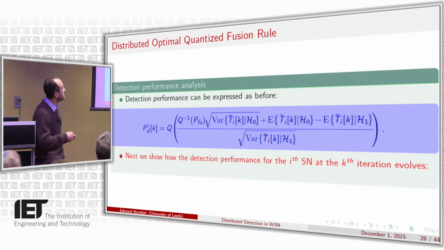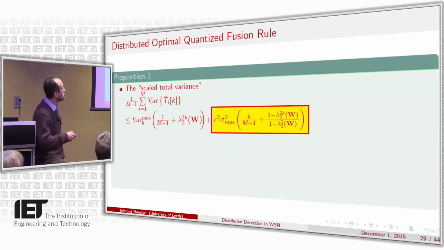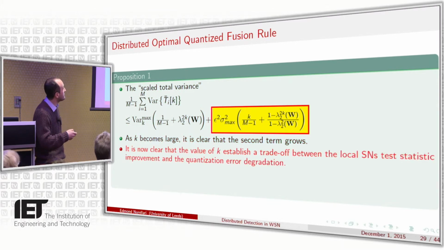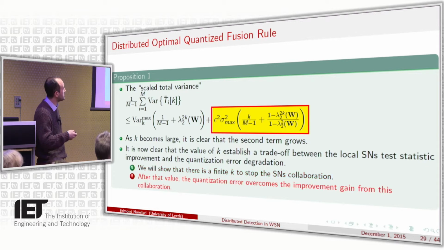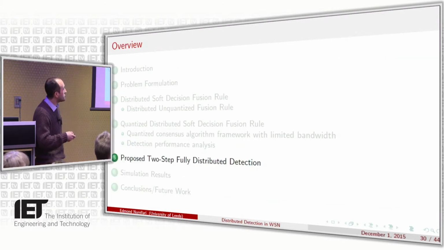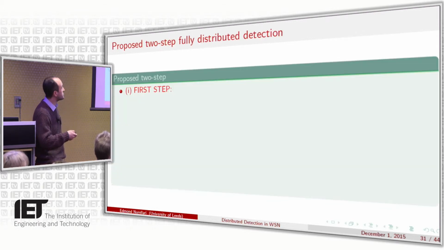Again, we have the detection performance, and we see whether the detection performance converges to the centralized approach. We have shown and proved that that is not the case. As k, the number of iterations, increases, this variance blows up, and eventually the probability of detection at the ith sensor node will not converge to the centralized detection with a fusion center. But we'll show that there is a finite k where we can stop.